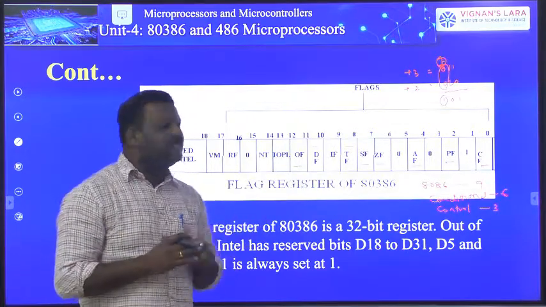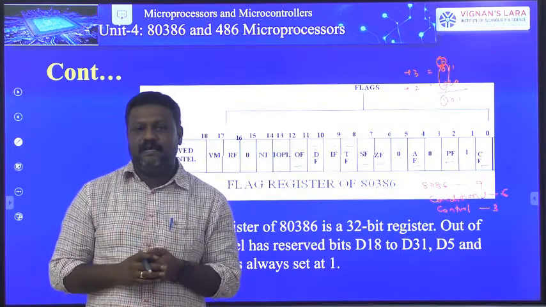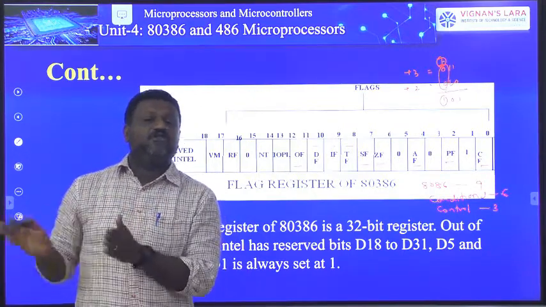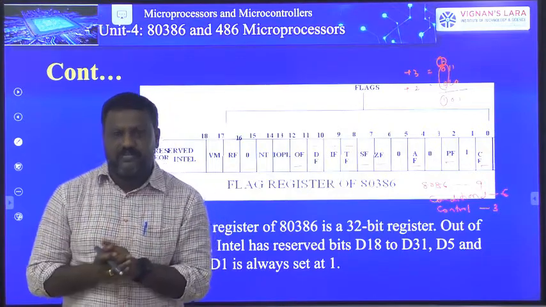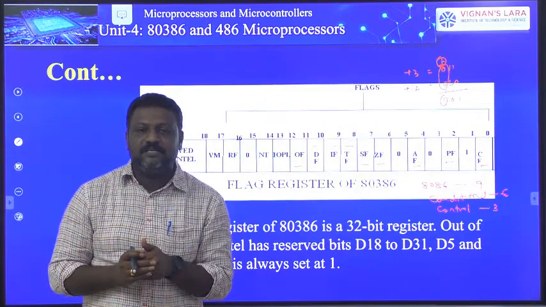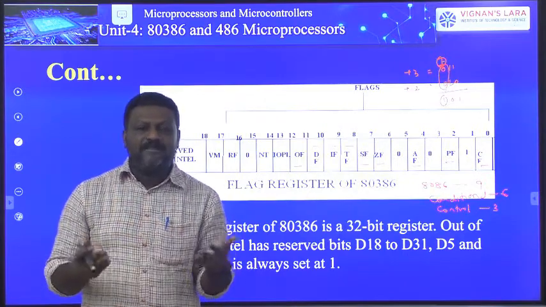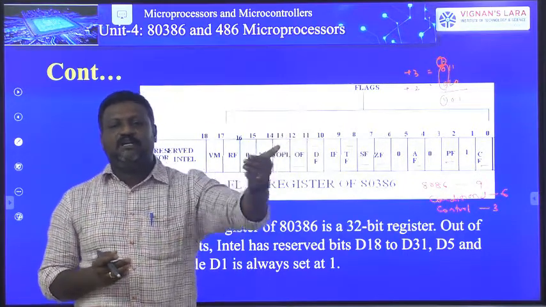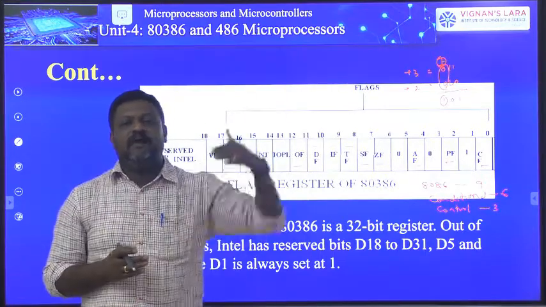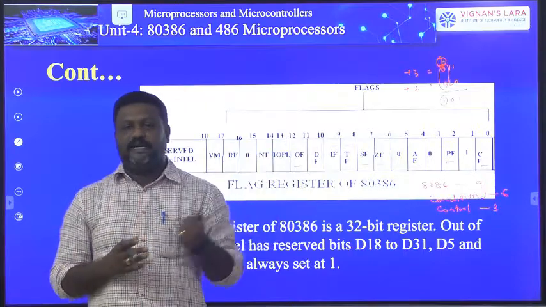In that, the first one is the direction flag, DF. If this direction flag DF is set to 1, our processor operates in auto increment fashion, or auto increment mode. That means we are always going to access our information from a lower order address to a higher order address.